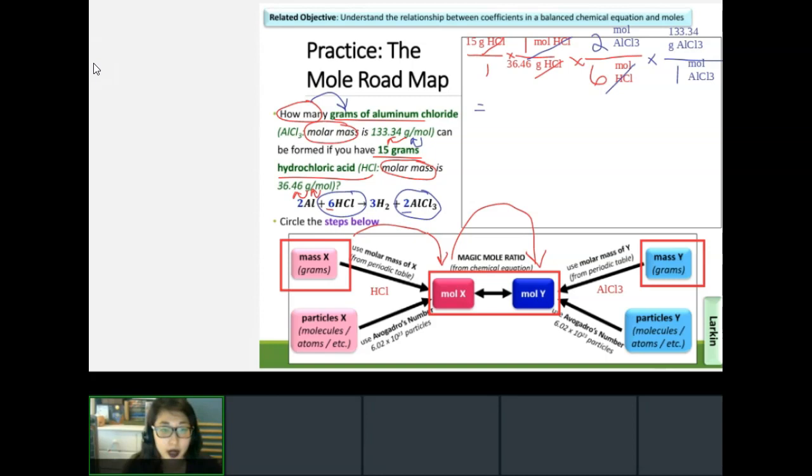All right, so let's go ahead and see what this equals. On top, I'm left with 15 times 1 times 2 times 133.34. Grab your calculators, get ready to tell me what that is. And on the bottom, I should have 1 times 36.46 times 6 times 1. This is your last chance to practice this before we do our final problem that you have to do on your own. So go ahead and tell me, what do I get on the top? 15 times 1 times 2 times 133.34.